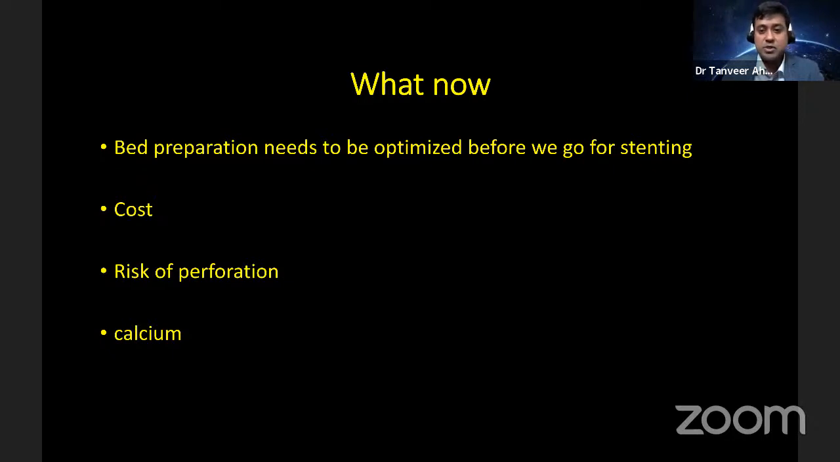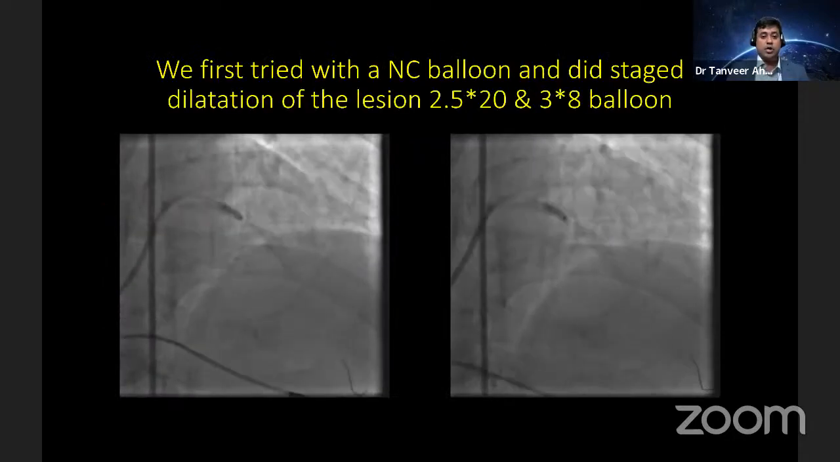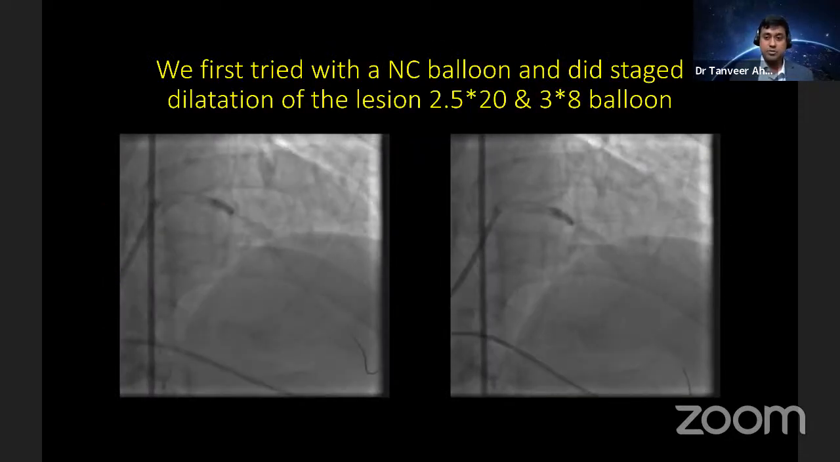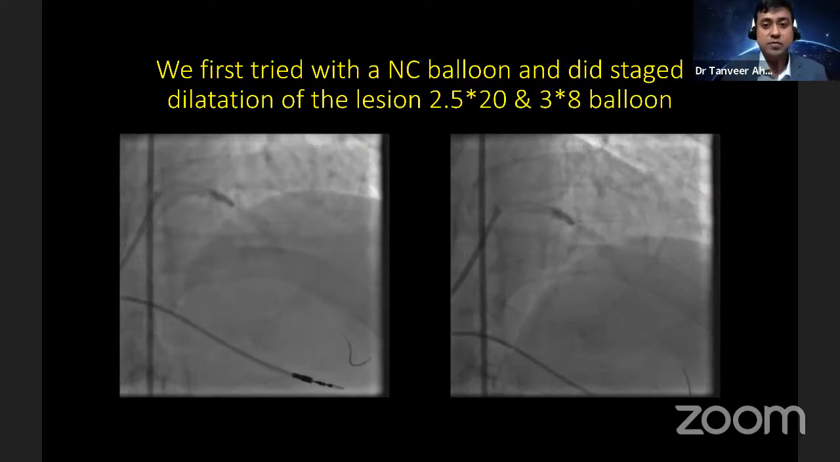So what now? Bed preparation should be optimized in the proximal part before we go for any stent implantation, and that is a must. And we need to keep in mind the cost, because using two IVL, two Rota is definitely going to cost a lot. Risk of perforation, definitely, you need to have a backup support of the powered stent, and calcium is the most important factor here. So going back to this old school of thought, we started with the NC balloon.